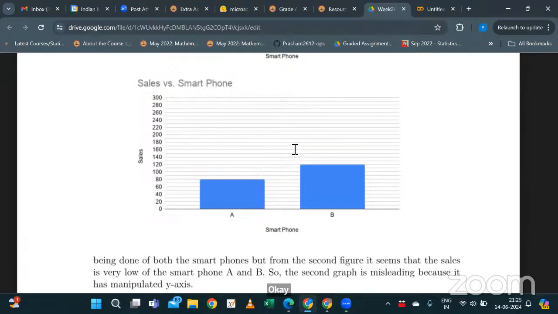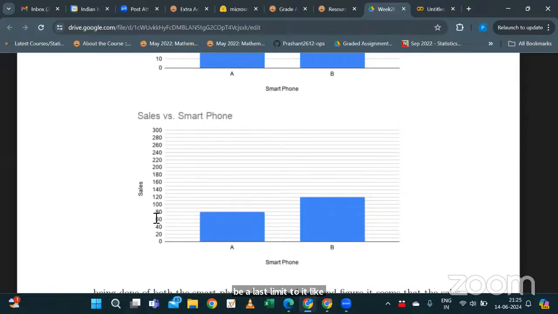There should be a last limit to it. Like correct. Okay, in this case, there is no meaning of doing like this, right? In this case, what you are doing, you are just manipulating your y-axis, right? That doesn't make that much sense.